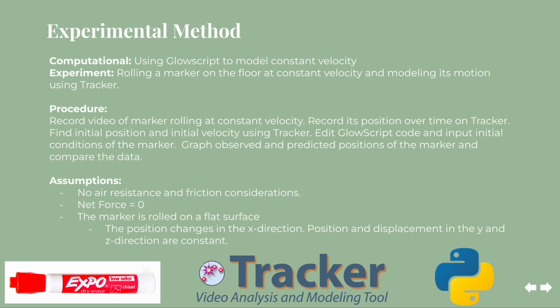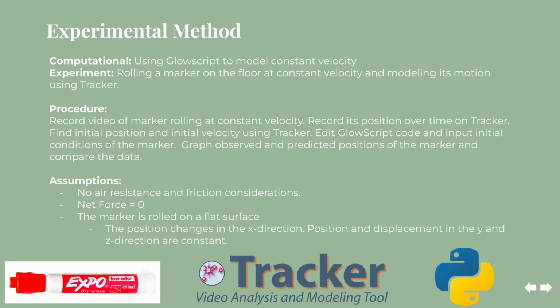The procedure involves recording a video of a marker rolling at constant velocity, recording its position over time on Tracker, finding its initial position, its initial velocity, and editing the GlowScript code and inputting those initial conditions of the marker, and then that way we can graph the observed and predicted positions of the marker and compare the data.